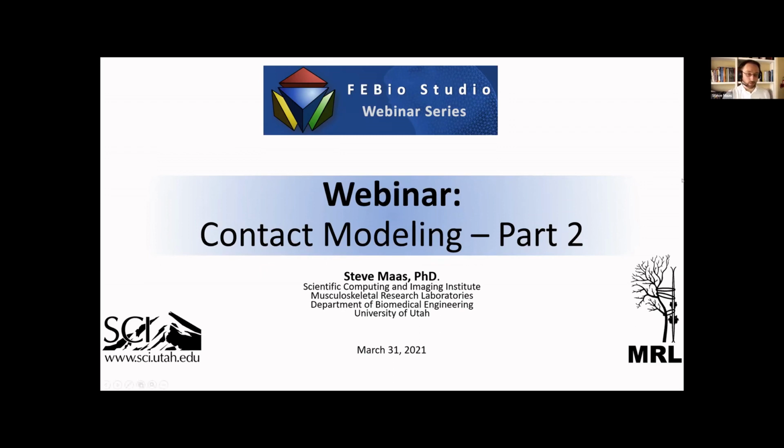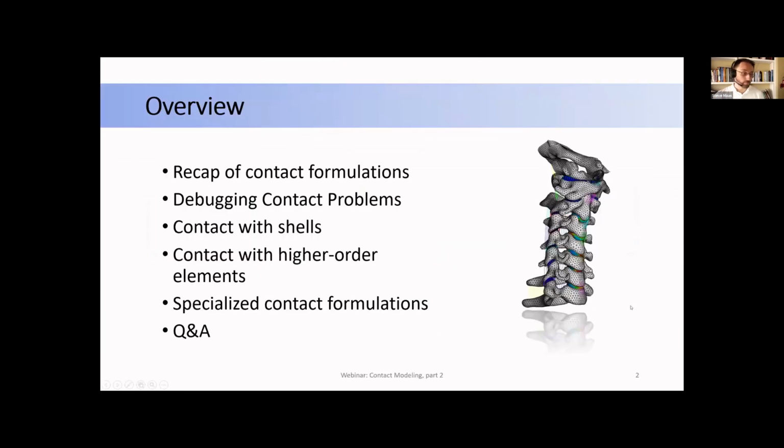So to give you a brief overview of what we'll be doing today, we'll start with a brief recap of the contact formulations in FEBio, and this is mostly for the people who missed the previous webinar. Then we'll spend a few minutes talking about debugging common contact problems. So how can you recognize them and what can you do to address them? Then we'll talk about contact using different kinds of element formulations, namely shells and higher order elements. And then we'll also talk about some specialized contact formulations and under which situations you might want to use those. And after that, we'll have about a 10 to 15 minute Q&A session.